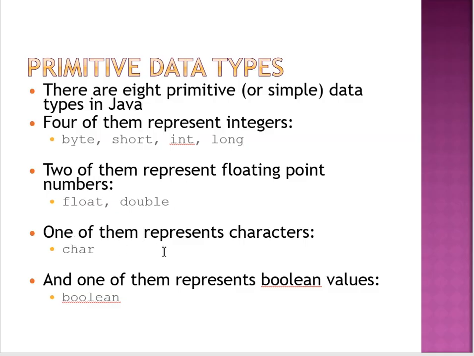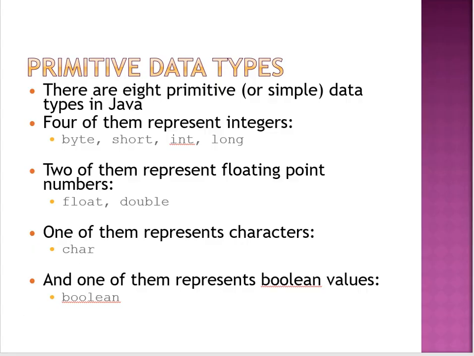Then you have one of them which represents characters. Of course, you can tell from the way it is written that it's char. The char is short for character. If you want a variable to store characters, then you use char. And then we have boolean, which stores values which are either true or false. Boolean values are just either true or false. That's how they are. So these are the primitive data types in Java.